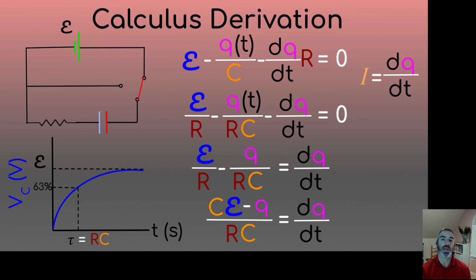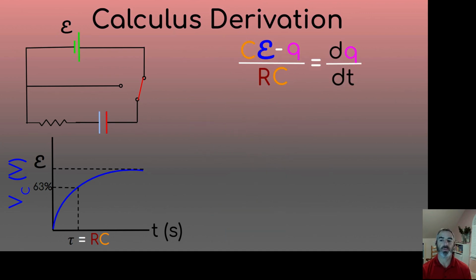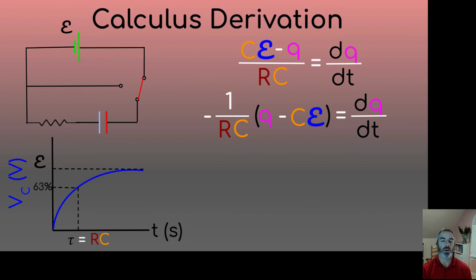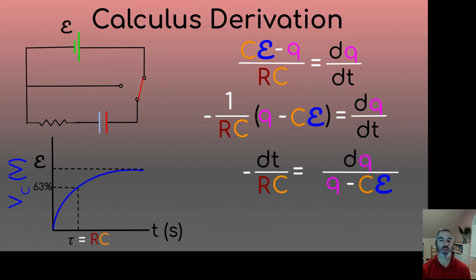Now we're going to rearrange this equation and factor out negative 1 over RC, and that leaves us with the quantity of the charge minus the capacitance times the EMF of the battery, and that still equals dQ over dt. So now we're going to rearrange this and multiply both sides by dt to give us negative dt over RC. We're going to divide both sides by Q minus the capacitance times the EMF, and that gives us an equation that we see on the screen.